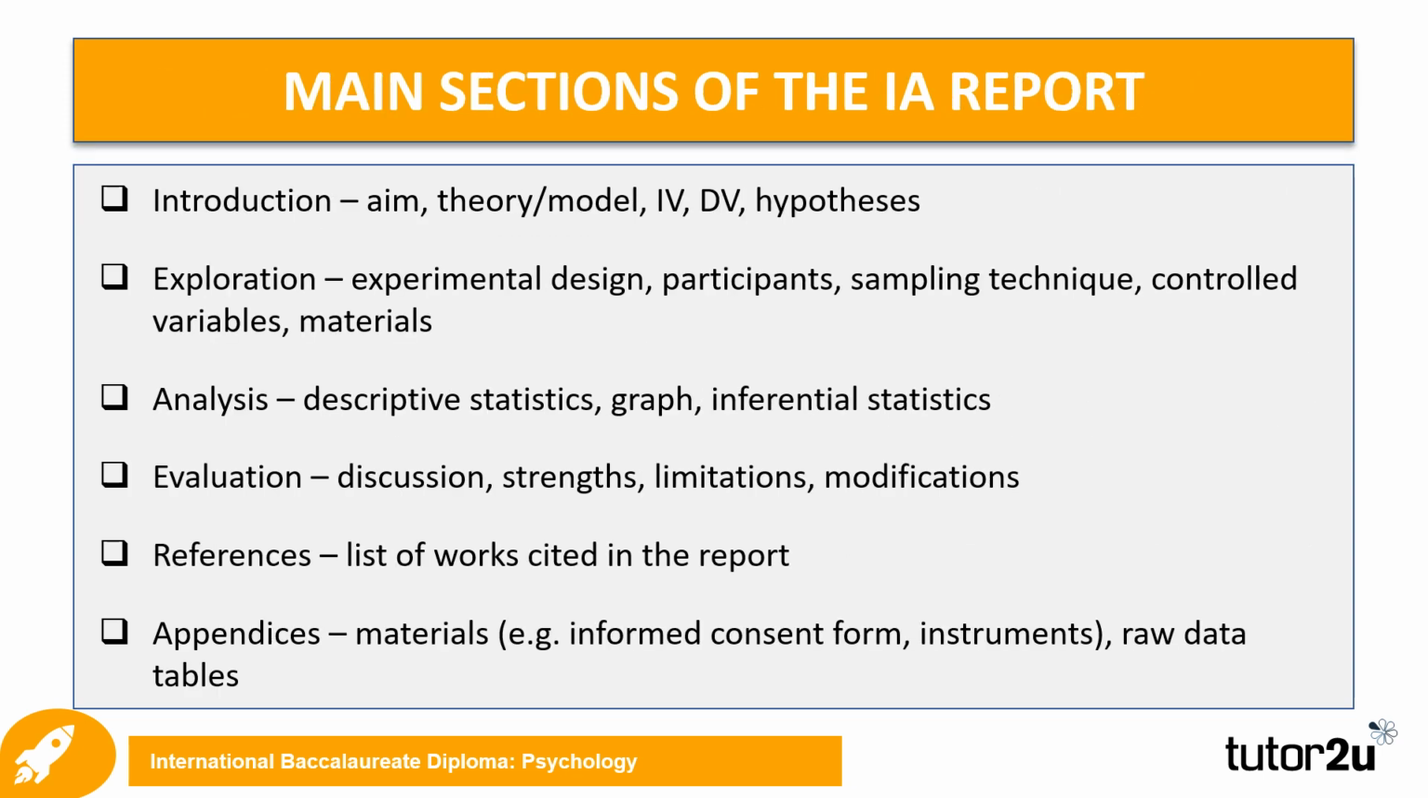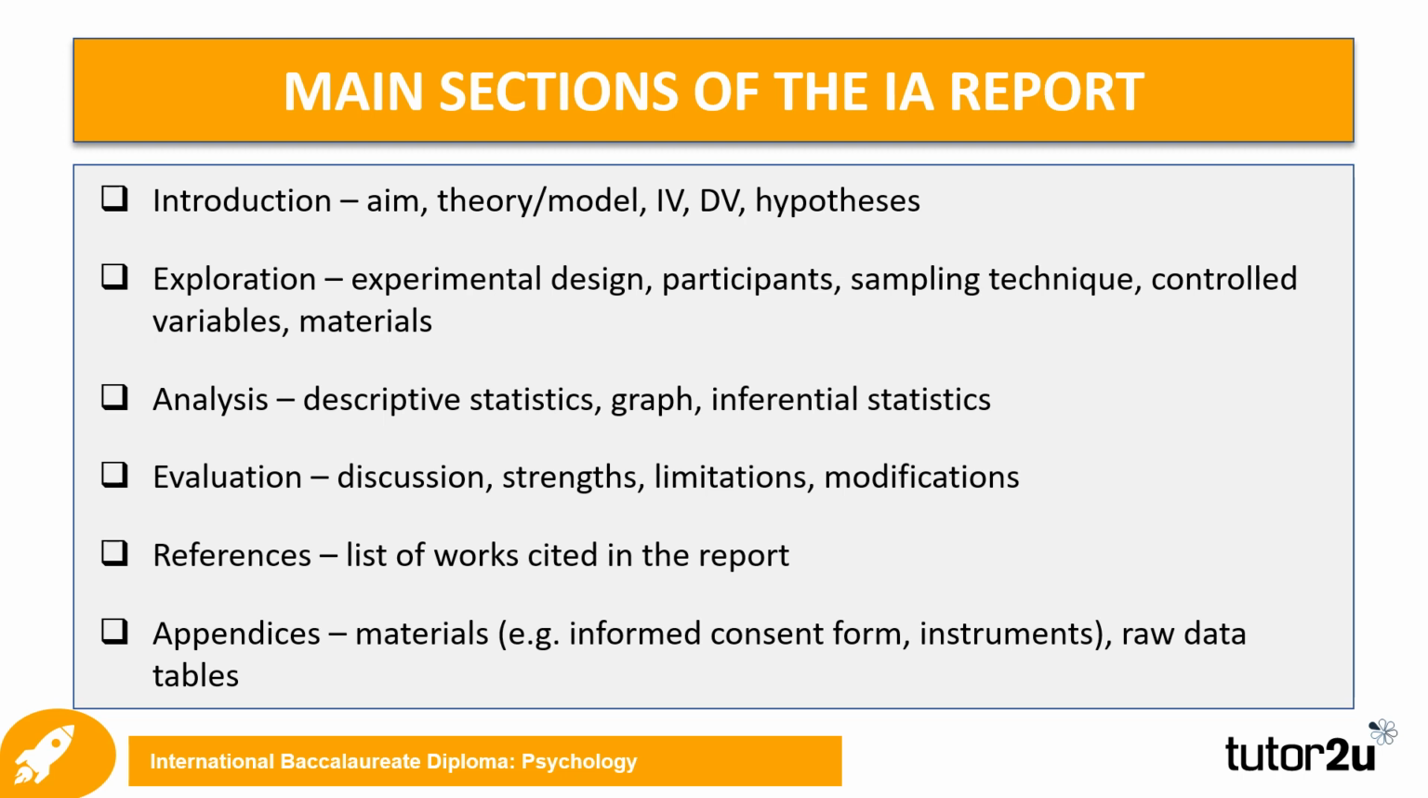In the last part of this session, let's have a look at the main sections of your IRA report, which consists of introduction, exploration, analysis, and evaluation, as well as references and appendices. In the introduction, you will need to write the aim of your experiment and the theory or model it is based on. You will also need to operationalize your independent and dependent variables and state your hypothesis. In the exploration section, you will write about your experimental design, participants, sampling technique, controlled variables, and materials you used.